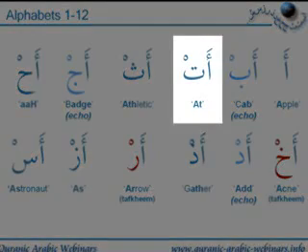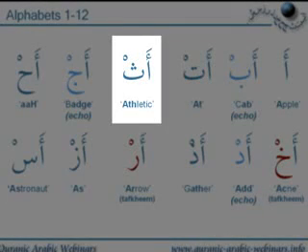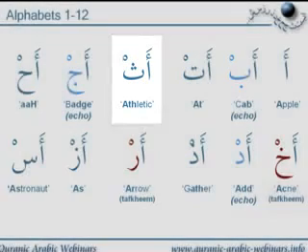Next one is at, and that's exactly the same as the English word at. Notice you have to let a little bit of air through the teeth at the end. That's fine. And then we have ath, and now this is as in the English word athletics. We've got to be a bit careful here. There are some countries where they might pronounce this as as, and it's not a sa sound, it's a th sound, so it's ath as in the word athletic, so be careful on that one.